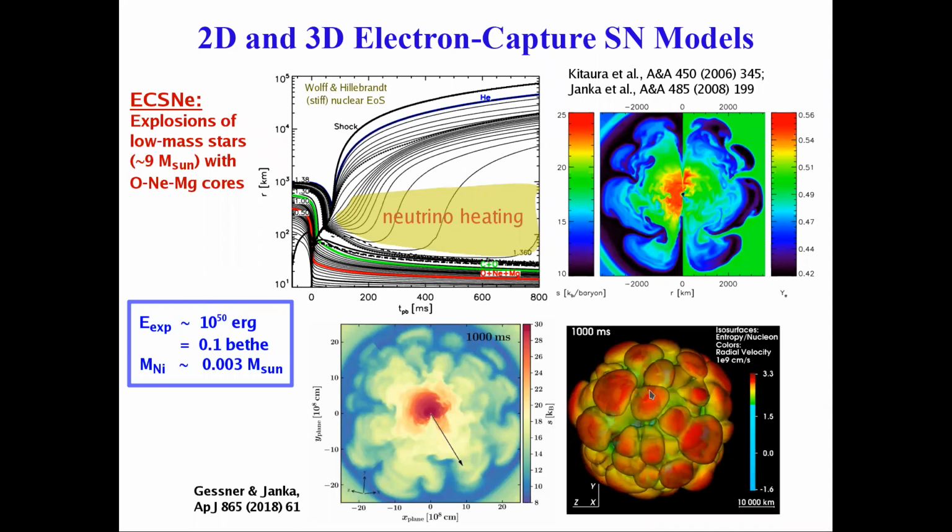In 3D, this looks like that. So we have many of these mushrooms and they push the shock, but they are not crucial for these low mass explosions. Interestingly, these low mass explosions have an energy of about 10 to the 50 erg, so about 10% or 20% of a typical supernova explosion energy, and they create very little nickel. So they are connected to relatively dim, faint supernovae, and we have one case in our neighborhood, the Crab, which has been thought to be connected with such a type of explosion.